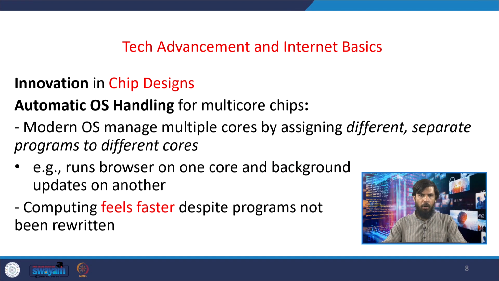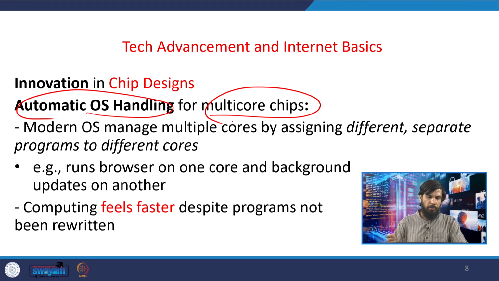Then what happens to all the power that we discussed for multi-core chips? So the OS manages that part. There is automatic OS handling that happens for multi-core chips, and because of this automatic OS handling, the power of multi-core chips is exploited to a great extent. What it does is that modern OS manage multiple cores by assigning different, separate programs to different cores, right.